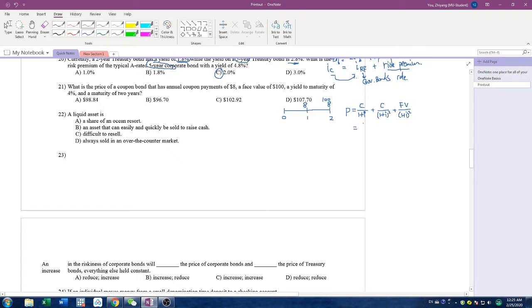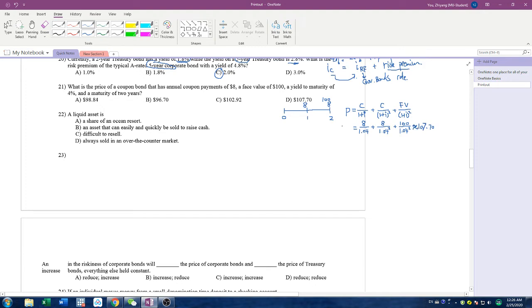And we just plug in everything we know. We know the coupon payment is $8 and the interest rate is 4%. So the denominator is 1.04. The second term will be 8 divided by 1.04 to the power of 2. The third term will be 100 divided by 1.04 to the power of 2. And eventually, the answer is $107.70, or it can be rounded to there.